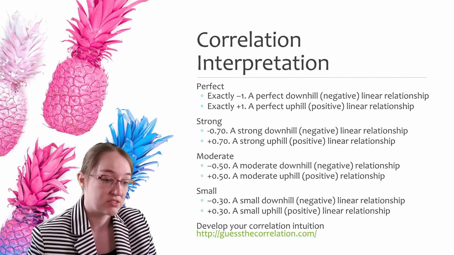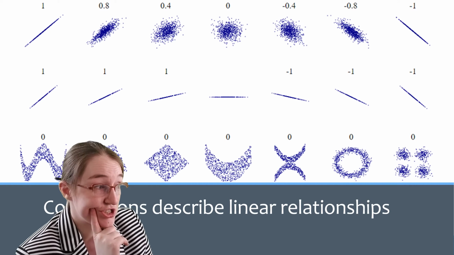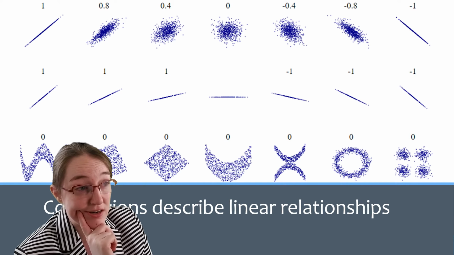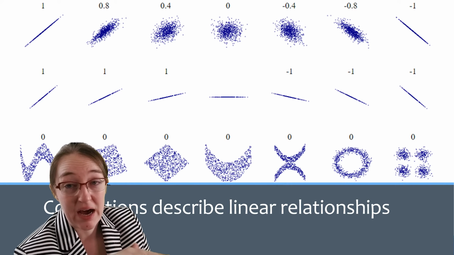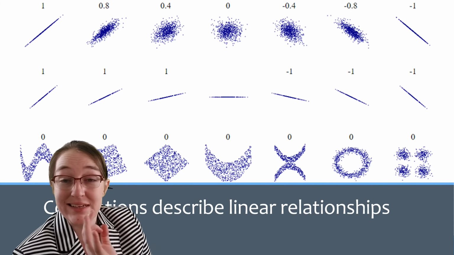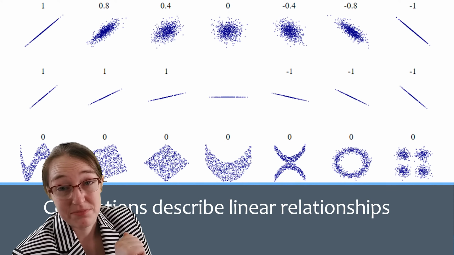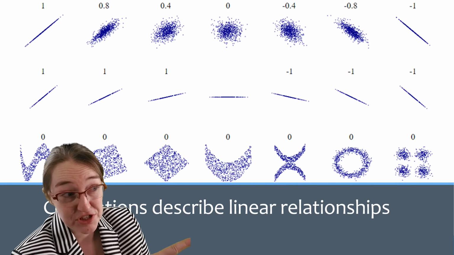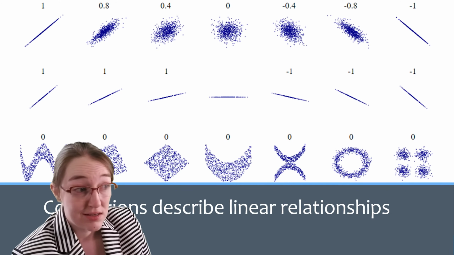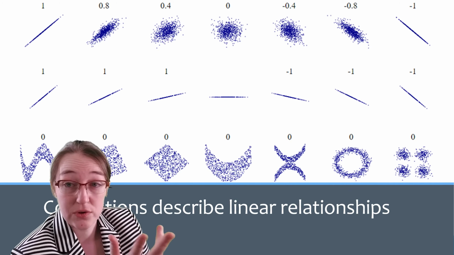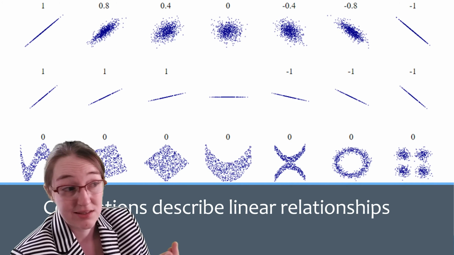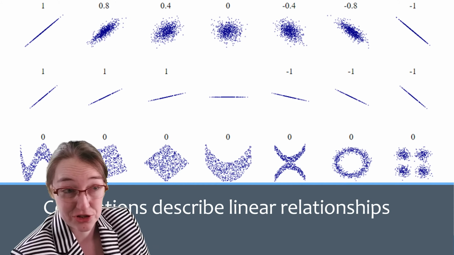However, I want to illustrate here that correlations describe linear relationships. They do not describe any other kind of relationship. I've illustrated here a variety of correlations on the bottom row. I have some really nice structured data that have zero correlation because a correlation coefficient can't quantify that. And when it looks for a linear relationship, it finds nothing because there's not a linear relationship.